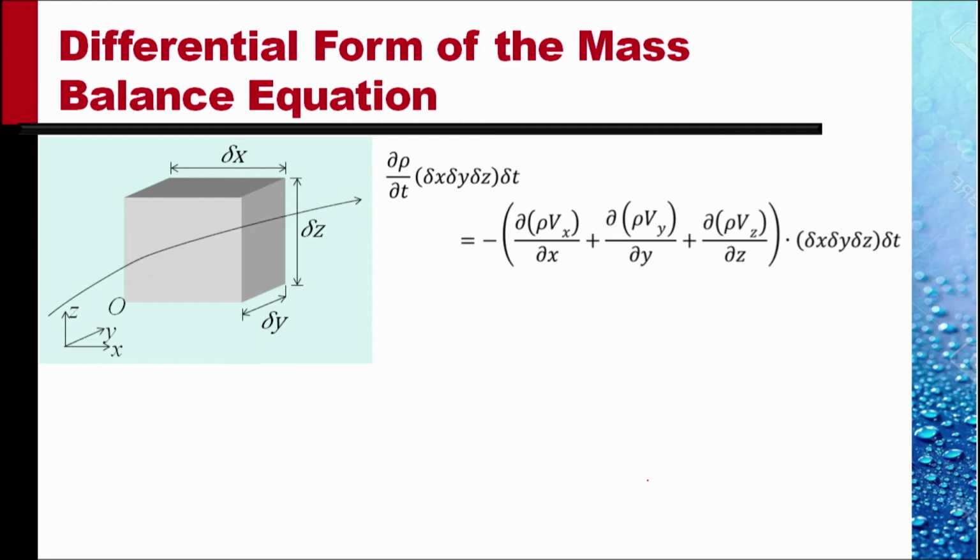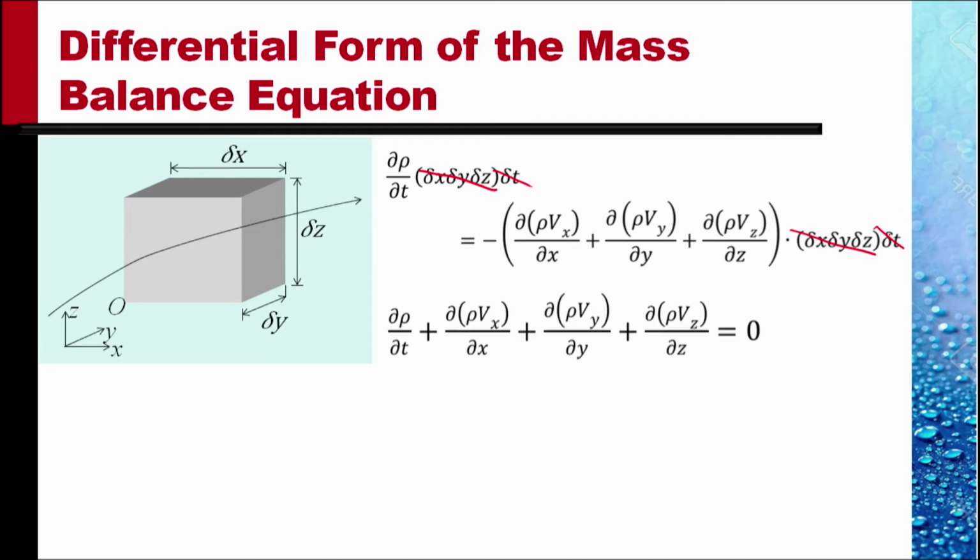And the volume delta x, delta y, delta z cancels, delta t cancels, and the resulting equation is del rho by del t plus del by del x of rho Vx plus del by del y of rho Vy plus del by del z of rho Vz. This is equal to 0. In vector form, we can write this as del rho by del t plus del dot rho V.